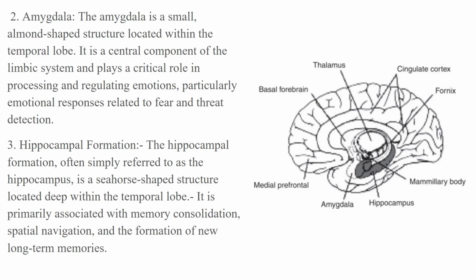Then the hippocampal formation, or simply we can say the hippocampus. It is a seahorse-shaped structure located deep within the temporal lobe. It is primarily associated with memory consolidation, spatial navigation, and formation of new long-term memories.